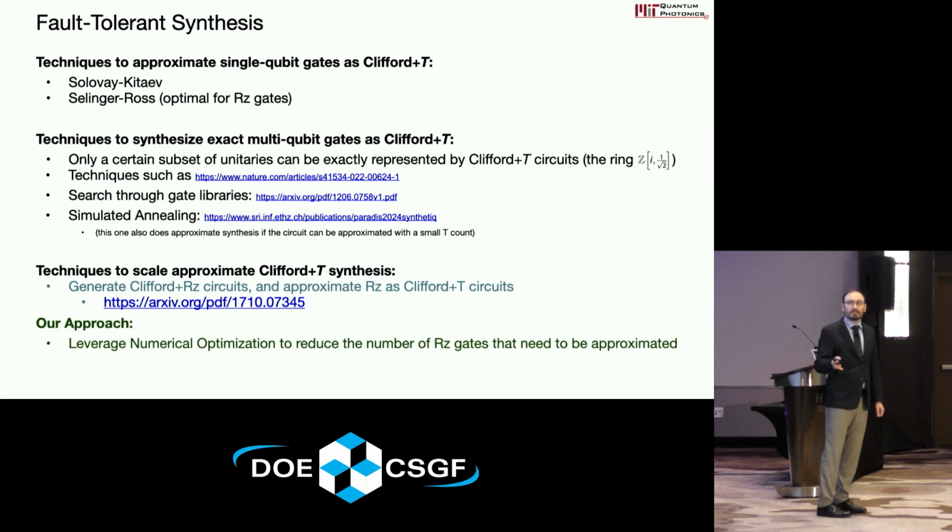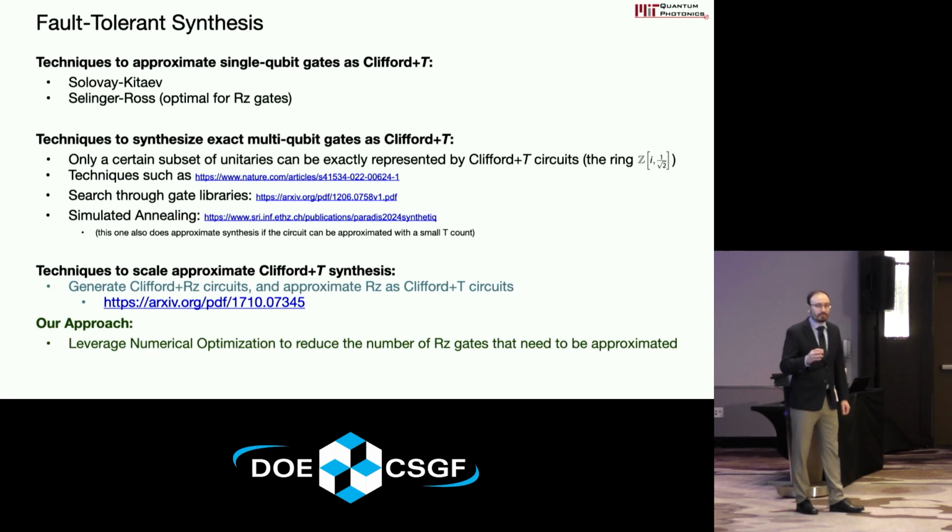For multi-qubit gates, there are some techniques that can synthesize exactly multi-qubit gates, at least small ones, but not all quantum gates can be exactly done by Clifford+T. So instead, for some gates, you need to approximate it by finding a gate that can be done exactly that's close enough to the gate that you actually want to do. And there are some algorithms that do this, but they're typically limited in the number of T gates that they can do to about 20 T gates or so.